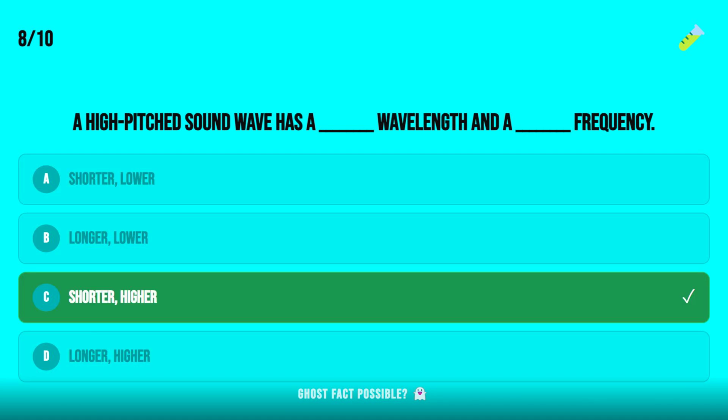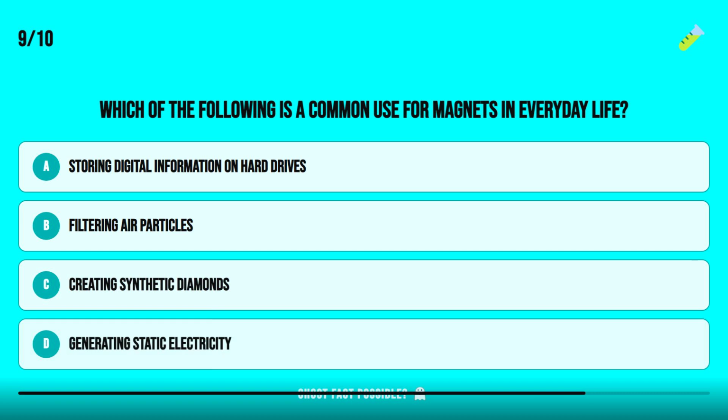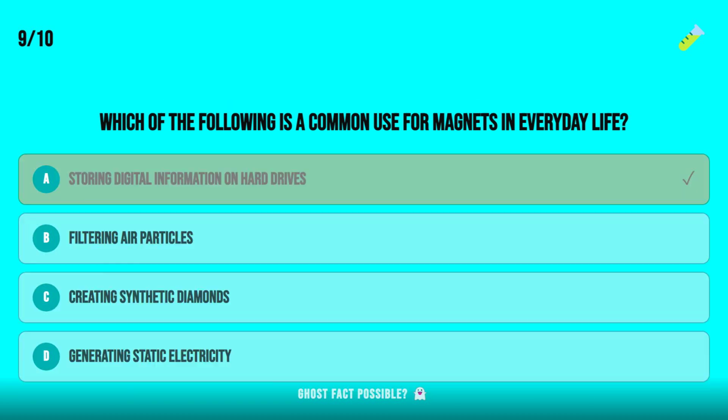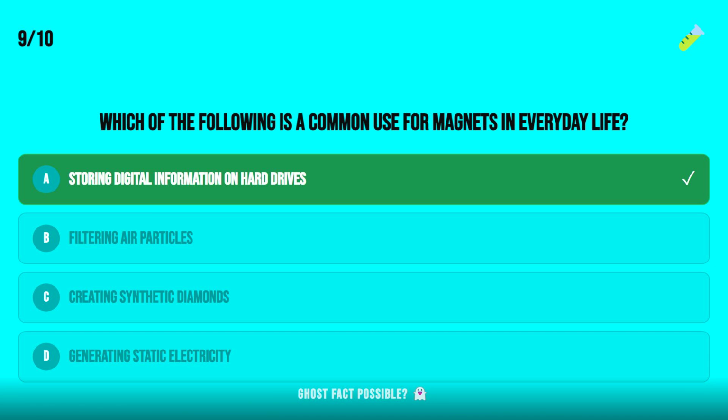Nailed it, shorter, higher. Which of the following is a common use for magnets in everyday life? Correct. Storing digital information on hard drives.